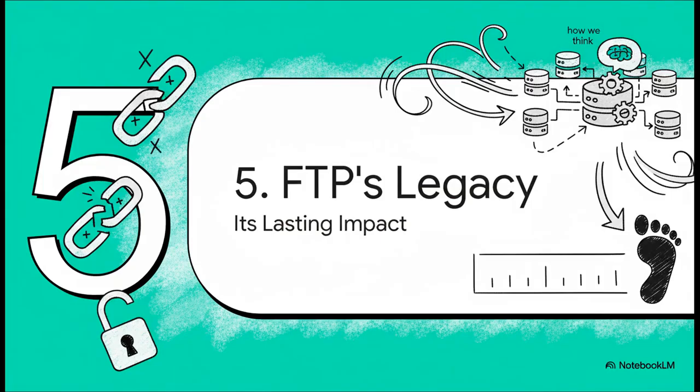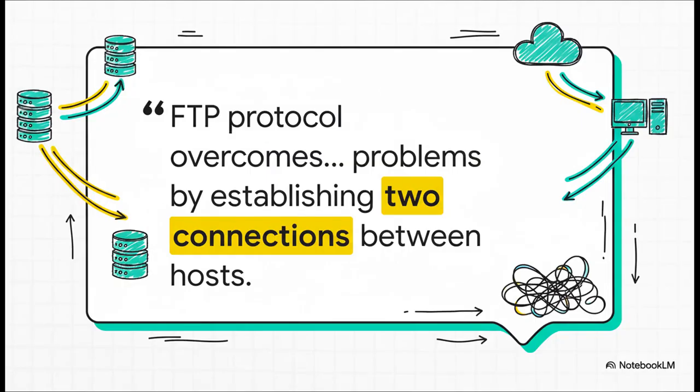So you might be thinking, okay, if it's so insecure, why are we even talking about it? Great question. It's because its core ideas were so influential, they completely shaped how we handle file transfers today. This quote right here just nails it. That whole two-connection model, it was a genius solution for getting all those different kinds of computers to talk to each other. It separated the organization from the actual work, and that created a really robust system for its time.